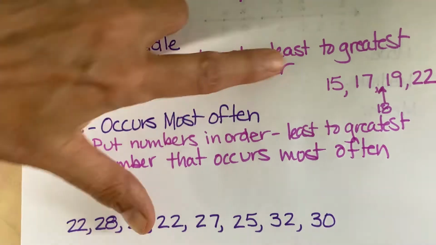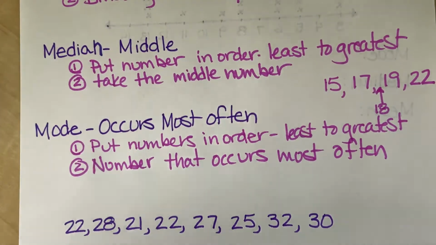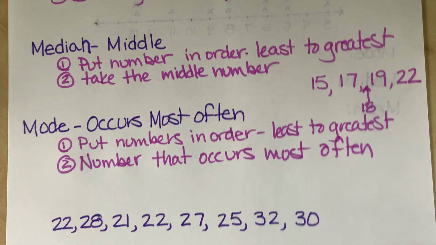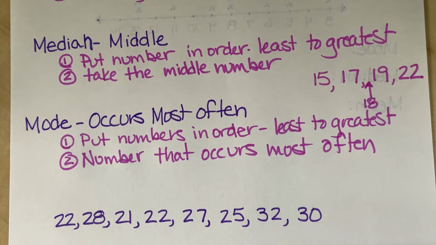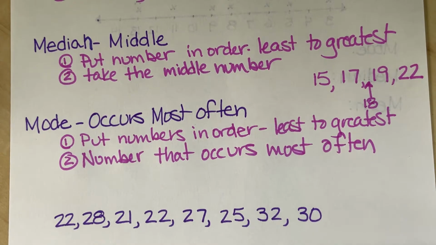Okay, so in my original set here, 15, 17, 19, 22, there is no mode. There is not one number that's used more than another number, okay? If I had 2 17s, my mode would be 17. I can have more than one mode. I would not have 4 of them. That wouldn't be a mode. But if I had like 15, 15, 17, 17, 19, 22, I could have 15 and 17 as my mode, okay? All right, now we're gonna do a problem.